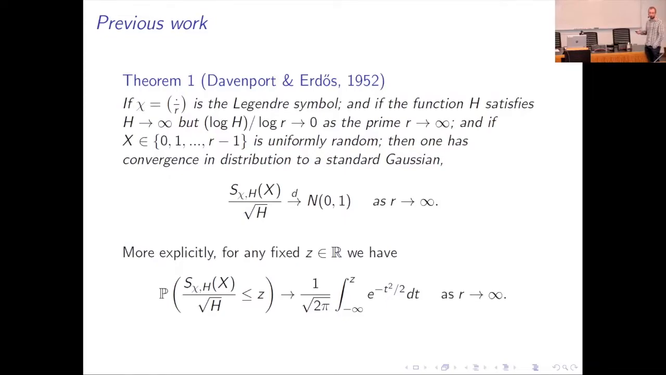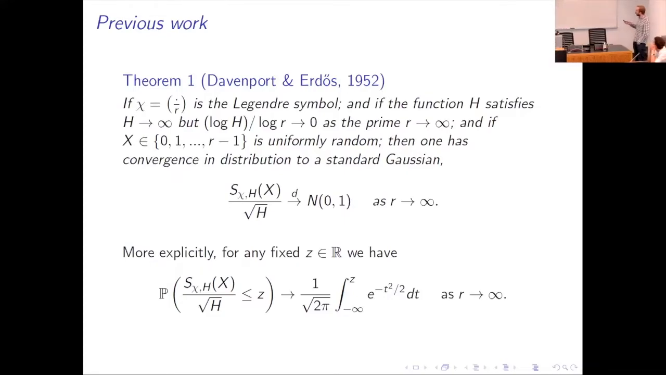And just to be absolutely explicit, convergence in distribution to a standard Gaussian means this. So if I look at the probability, the proportion of start points where this rescaled sum is at most z, this converges to the Gaussian CDF at z as r goes to infinity.